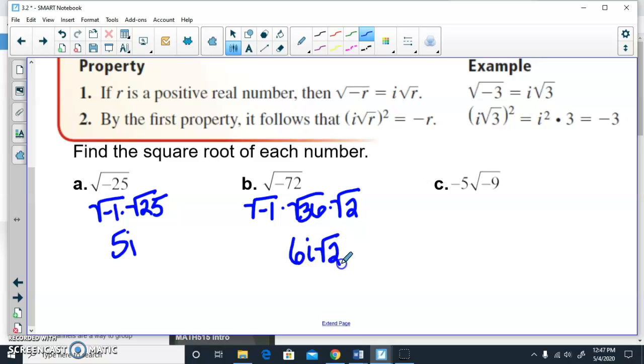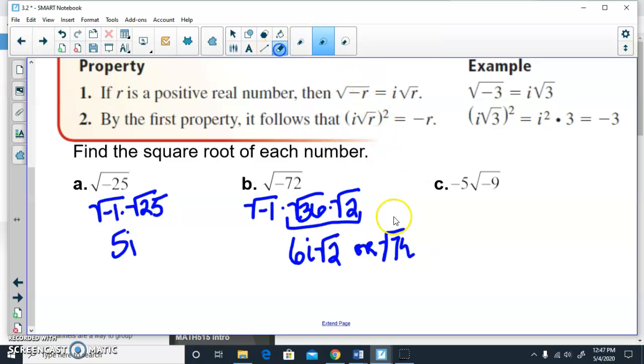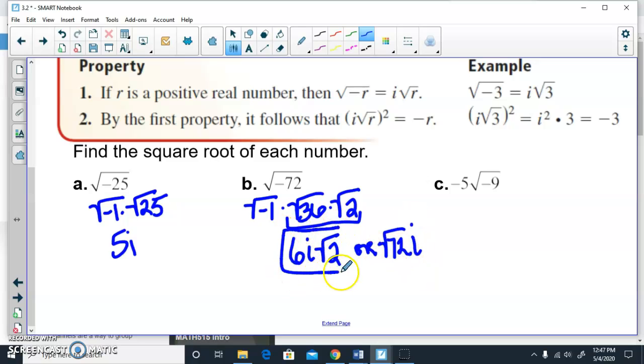Now, as far as our assessments, we are not requiring you to do this simplifying of the square roots outside of i. So as far as your test for this unit, if you gave me the square root of 72, I would accept that. However, it's not most simplified. We're not requiring that you simplify all of those radicals, but this would be most simplified. So that's what I'm going to write.